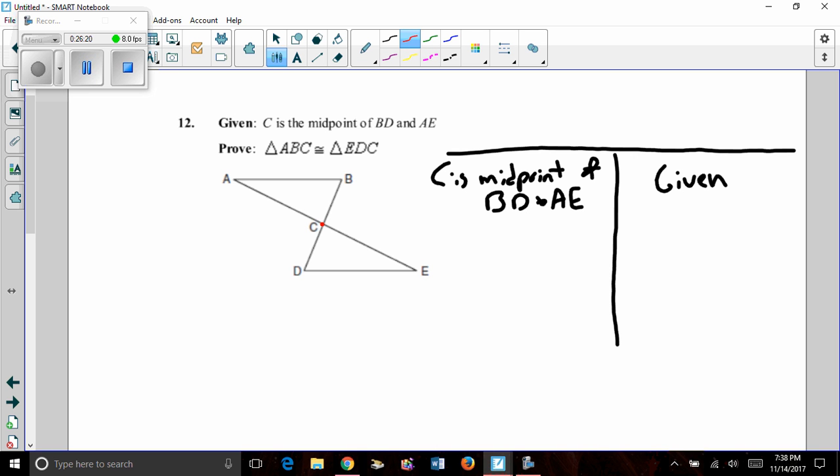That tells me some things. That AC and EC are congruent. So AC is congruent to EC. That also says BC and DC are congruent. You could write this all in one step or separately, it's up to you. I'm just going to write the reason once because they're the exact same reason. Definition of midpoint.